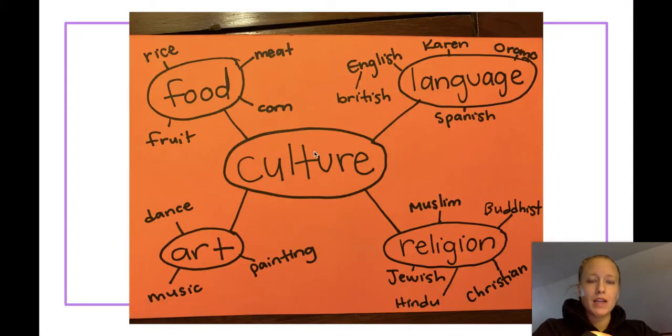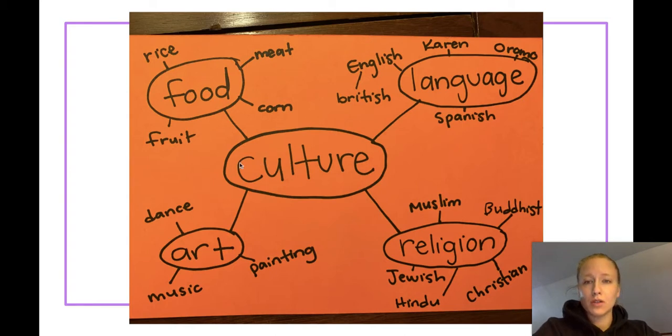So our main category is culture, and under culture you can think about languages. Karen, and in Karen there's Po Karen and Ska Karen, Oromo, Spanish, English, and even there are different types of English with different dialects. British English is different than English spoken in the United States.